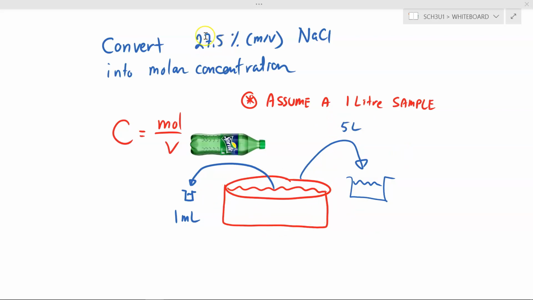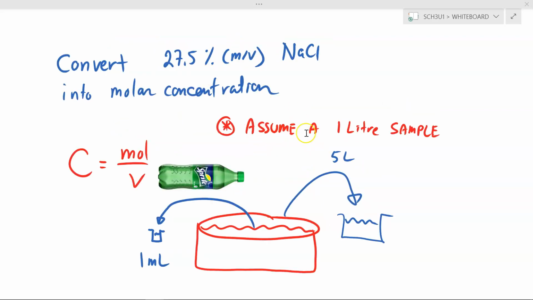If the concentration of sodium chloride in this solution is 27.5%, it doesn't matter if I have a 1 liter sample, a 10 liter sample, a 50,000 liter sample, it's still 27.5%. That won't change. Now, the only reason why I chose a 1 liter sample is because it will make my calculations a little easier later on. But you don't have to choose a 1 liter sample. You can put in your phone number here if you wanted to. It just makes the calculations a lot more difficult, that's all.